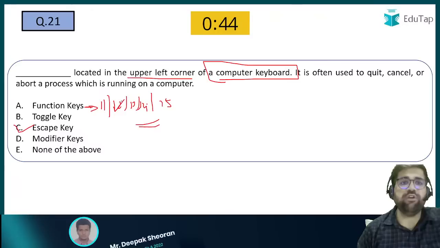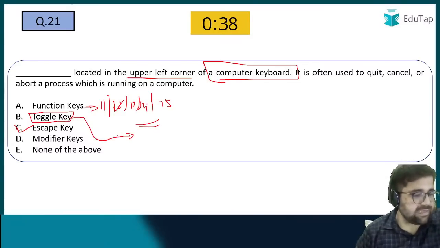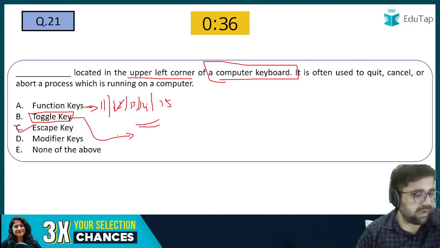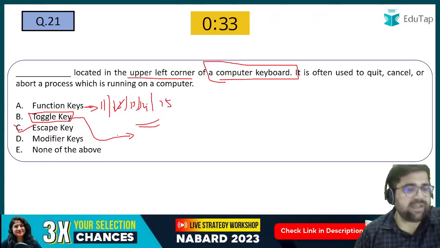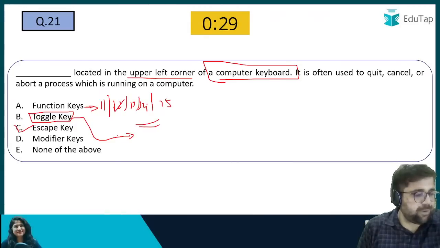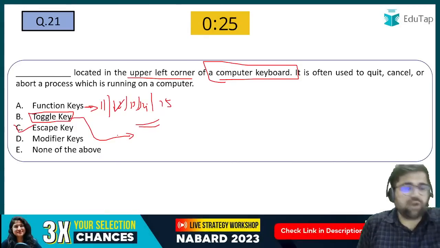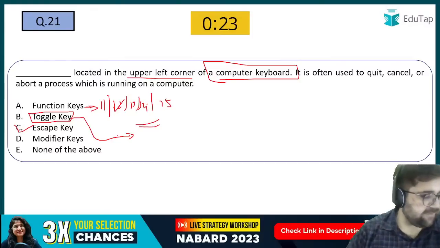Very good. Now, tell me an example of a toggle key. Can someone give me an example of a toggle key? Yes, the answer is 12. Many of you are going on the right track. What is an example of a toggle key? Come on, I'm waiting for your answers.